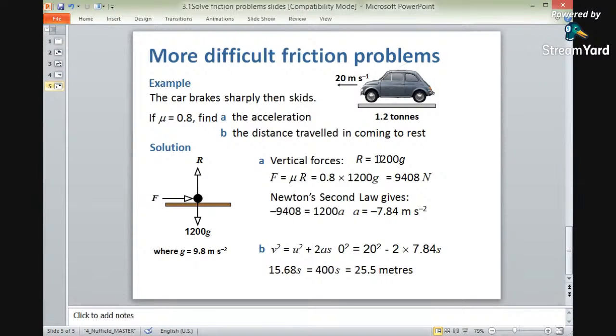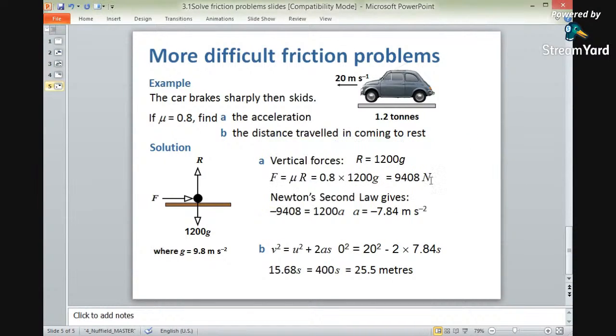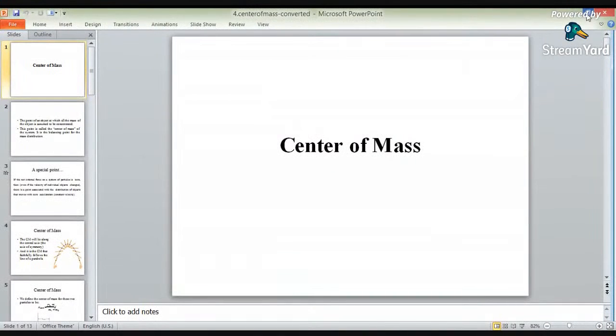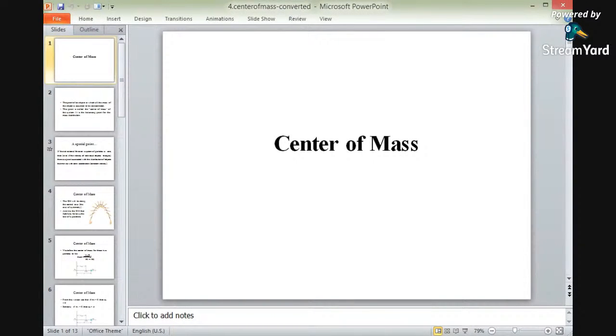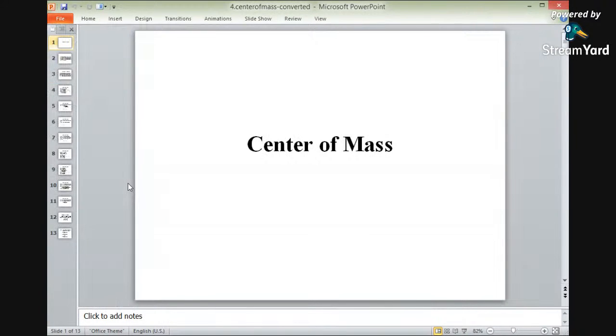In this slide we have solved a problem related with friction. Again, we will have some more problems related with this. We have solved the problems related with friction. Next we will have a different concept, the center of mass, because in today's lecture we will cover these things. We have covered friction and seen the problems related with it, and we will also discuss the center of mass.